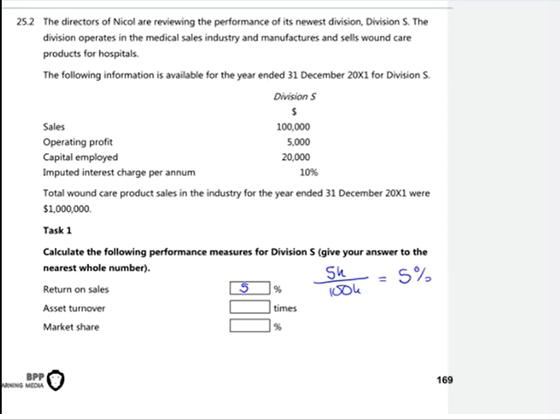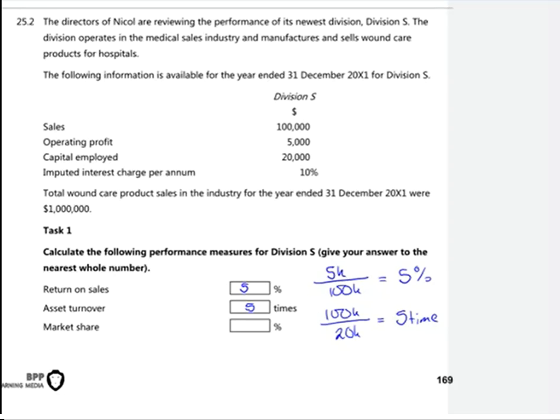The asset turnover, we simply need to take our total turnover of 100,000 and divide it by our total assets employed or capital employed of 20,000. So we can see we're generating a return of 5 times the value of those assets.